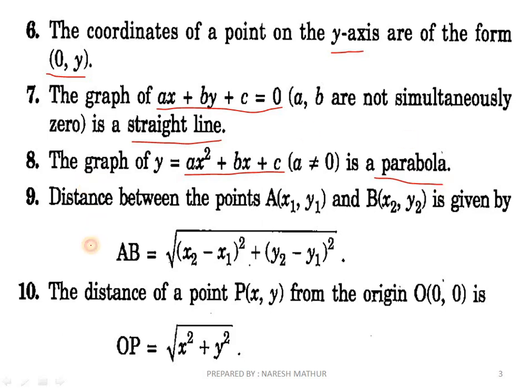Now this one is the formula. This formula is called the distance formula. Suppose we are given 2 points A and B, and the coordinates of A are x1, y1, and the coordinates of B are x2, y2. Then the distance between points A and B is given as the whole square root of (x2 minus x1) square plus (y2 minus y1) square.